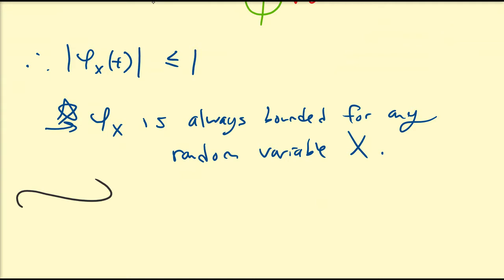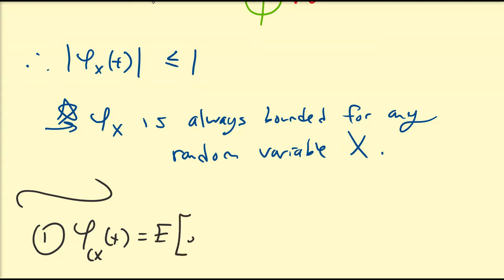Now, there are two other properties that are true for both characteristic functions and moment-generating functions, and they are the following. So the first property is the characteristic function of the random variable cx of t. So let's just prove this out directly. By definition, this is going to be equal to the expectation of e to the i t c x.